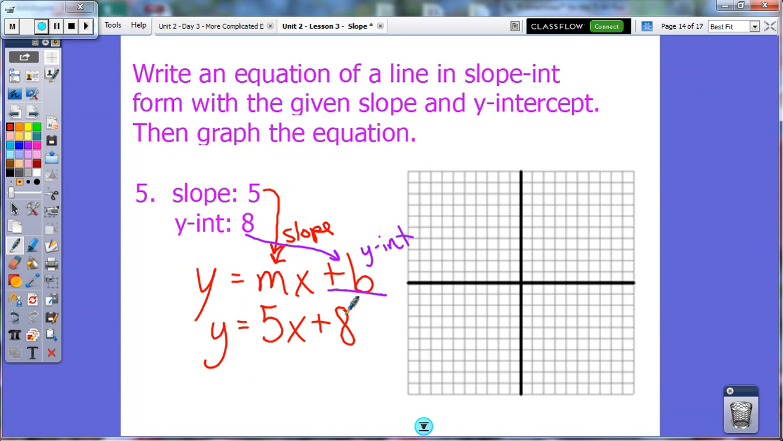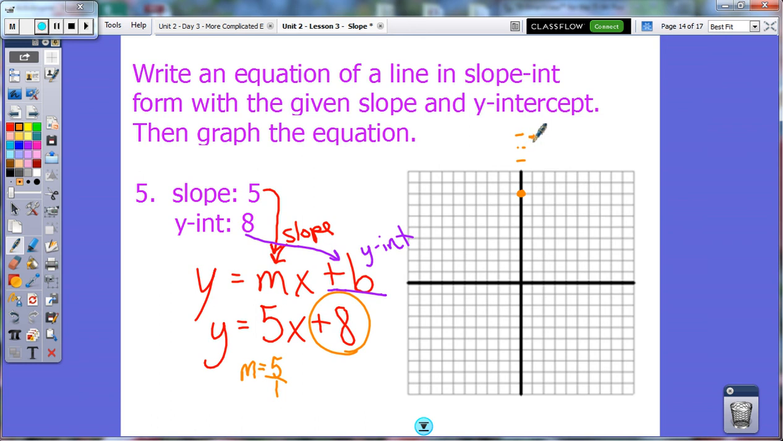Okay, so guys, to graph this, don't you start at the y-intercept? You always begin with the y-intercept, which is an 8. So I'm going to count up to 8 and put my dot. Now, I move the slope. Well, guys, the slope is 5 over 1. I'm going to have a really hard time going up 5 spots. I could kind of guess at it.